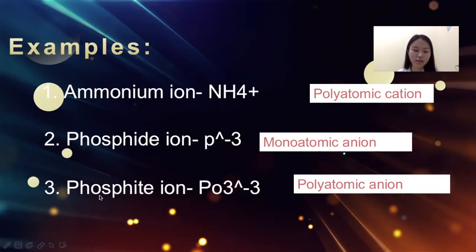The last example is number 3, phosphate ion. The chemical formula is PO4^-3. As you can see here, it's a negatively charged ion, so it is an anion, and it has more than one atom, so it is considered a polyatomic anion.